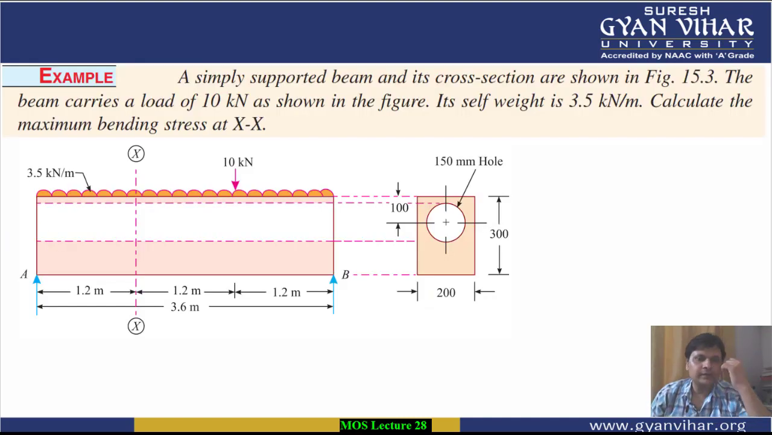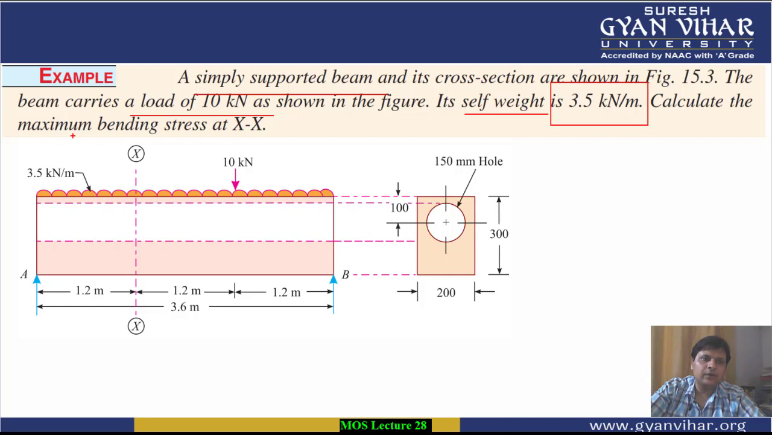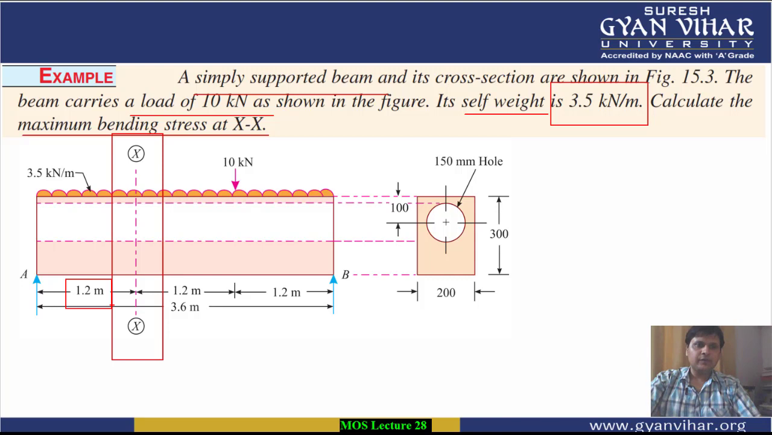Now seeing one more numerical, which is somewhat different from the previous one. So what is this question saying? First let's see. A simply supported beam and its cross section are shown here. The beam carries a load of 10 kilonewton as shown in the figure. Self weight is 3.5 kilonewton per meter, and we have to calculate the maximum bending stress at section XX. This section XX is at a distance of 1.2 meter from one of the supports.